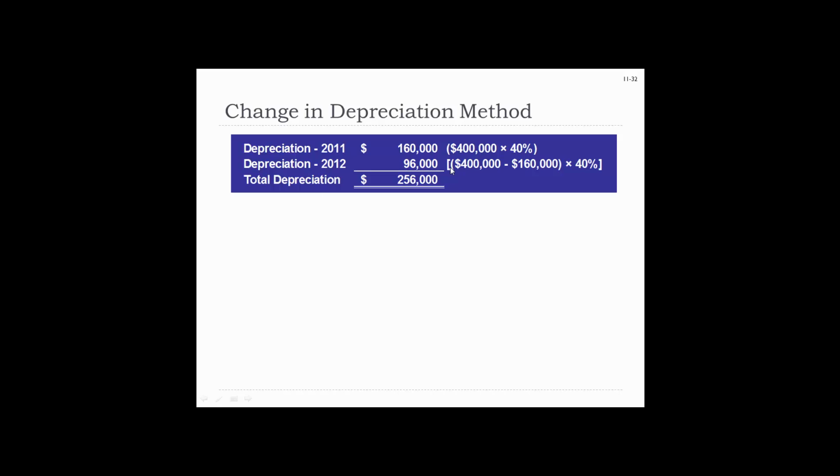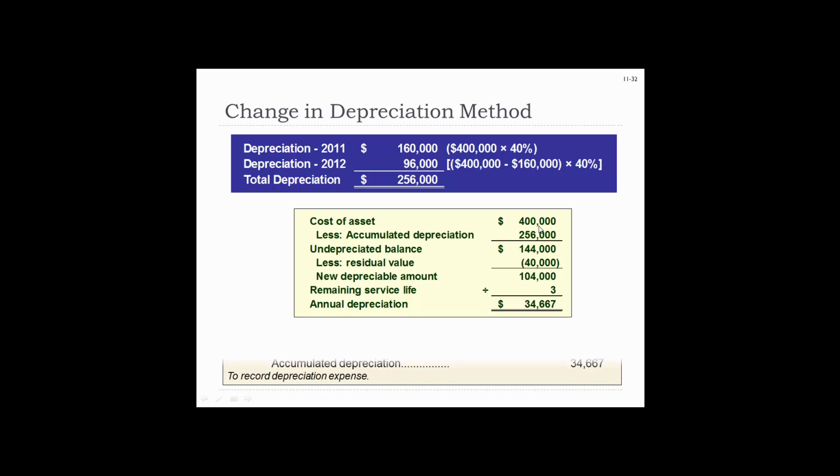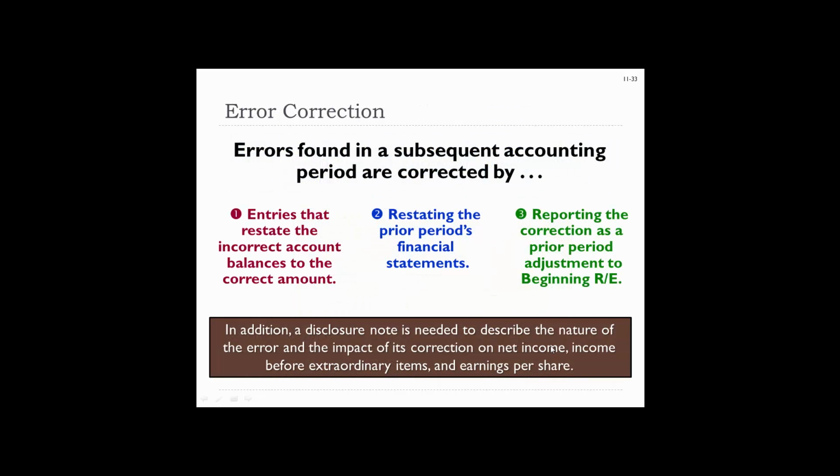Okay, so they started using double declining and then they chose to change their depreciation method. Depreciation using double declining for the first 2 years totaled $256,000. The asset cost was $400,000. We subtract the accumulated depreciation, and we have an undepreciated balance of $144,000. Subtract the residual, which still remains at $40,000, and we have a new amount to depreciate with 3 years left. So we have an annual depreciation of $34,667. Journal entry would be debit depreciation expense, credit accumulated depreciation.